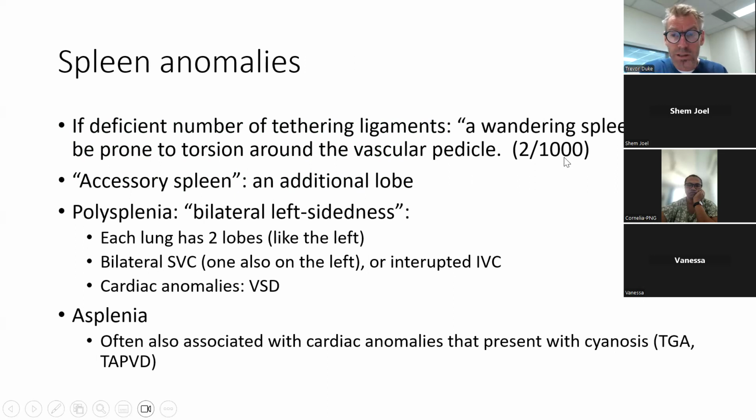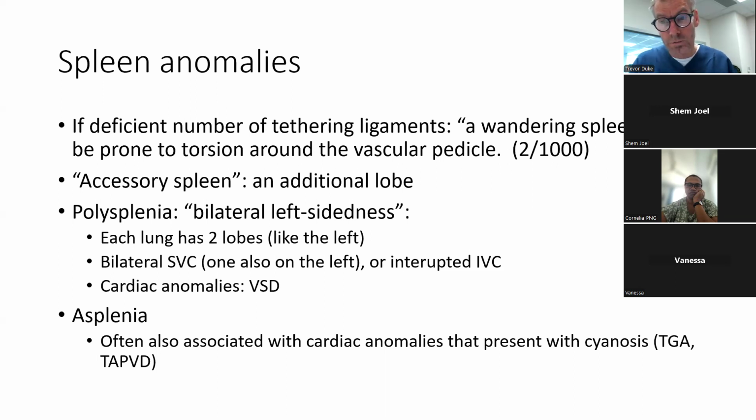A wandering spleen, a spleen without adequate fibrous tethering of the spleen, occurs in about 2 per 1,000, 0.2% of all children. It's not very common, of course, but if you have a patient who's got a lot of left upper quadrant pain, and evidence of an infarction on ultrasound, which I'll show you a bit later, then it could be because of a wandering spleen.